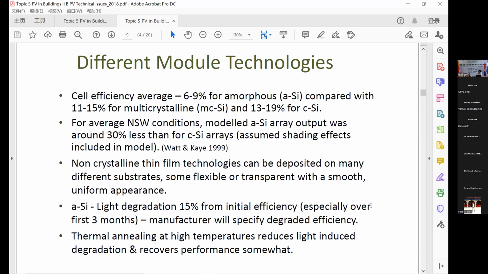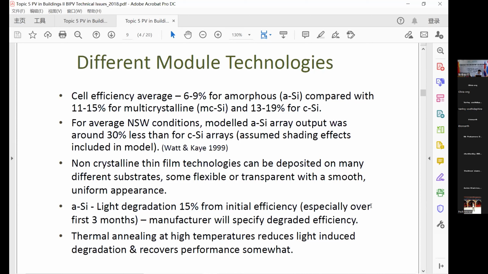Amorphous silicon has a light degeneration problem, 50% from initial efficiency, especially over the first 3 months. This one is, as I said before, the light degeneration problem is a very significant problem for most of the non-crystalline thin film solar cells. A 19% decrease for the first 3 months is a very horrible decrease.